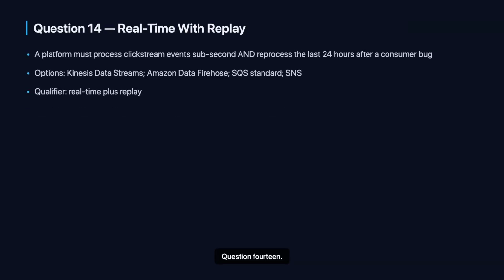Question 14. A platform must process clickstream events sub-second, and it must be able to reprocess the last 24 hours if a consumer bug is found. The options are Kinesis Data Streams, Amazon Data Firehose, SQS Standard, or SNS. The qualifier is two capabilities together, real-time and replay.